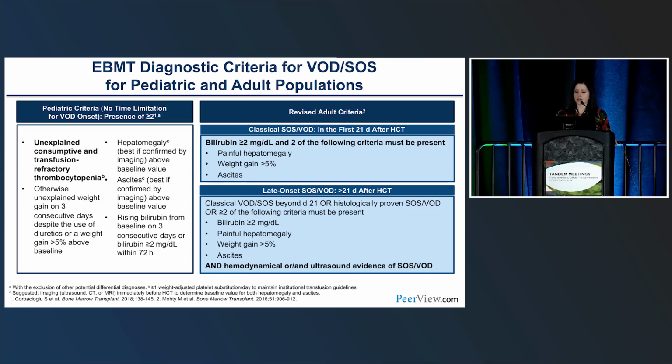The adult criteria, similar as well, having 2 of the following criteria or the bilirubin, so the classic day 21. And this was then broken down into a late onset VOD. So you can look at these in 2 different frames and think about the patients. I should say with a pediatric patient, there does appear to be a greater incidence of late onset VOD, and so there's no time limit on that diagnostic criteria.